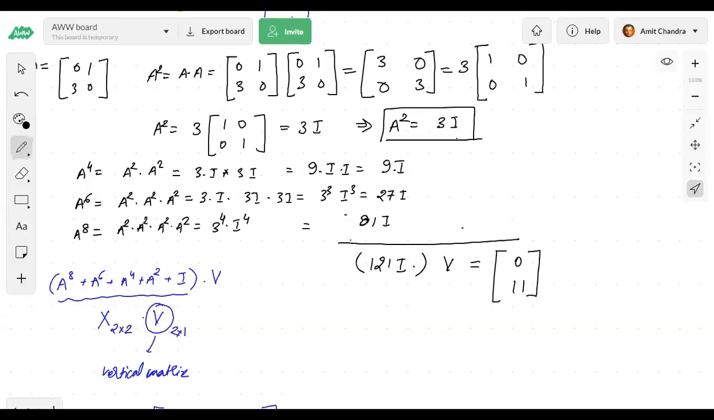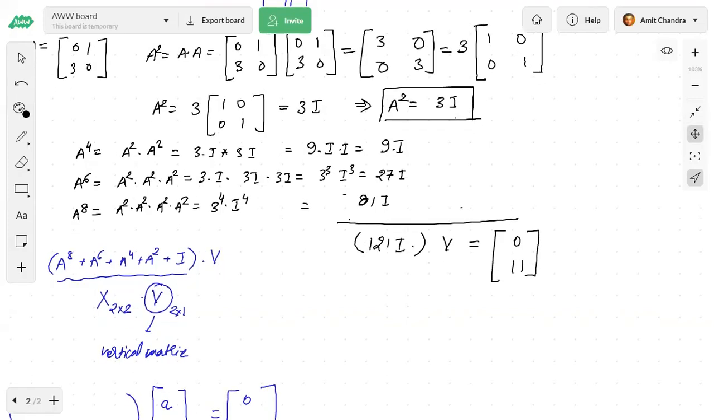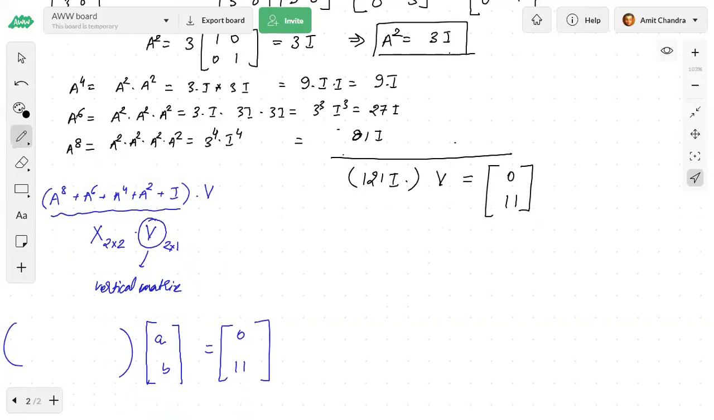Okay, this should give you the matrix 0, 11. Vertical matrix 0, 11, this thing. Okay, so now see again what I will do. This is the identity matrix I into V. So this will simply transform into 121 into V, because identity matrix into anything will give you V. So 121 into V is equal to 0, 11, right?